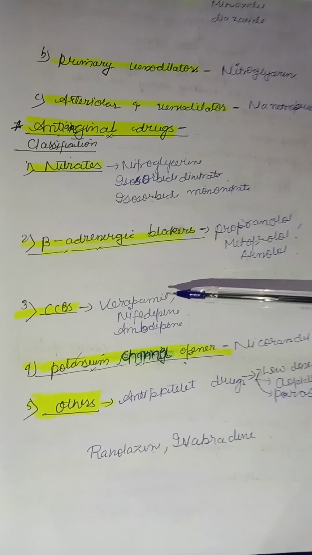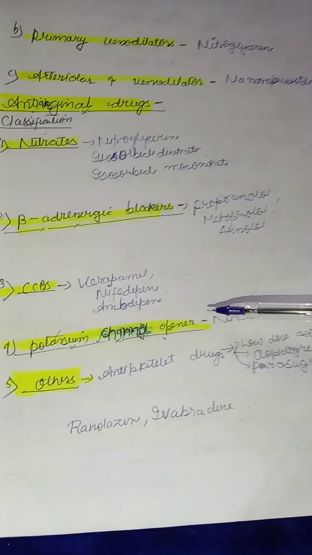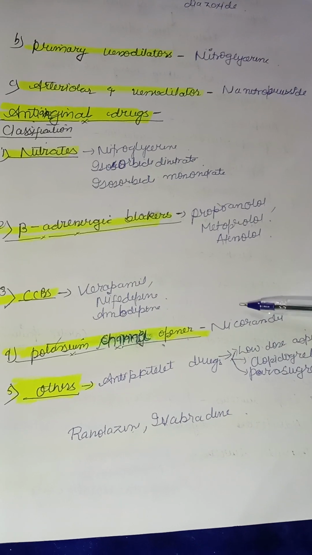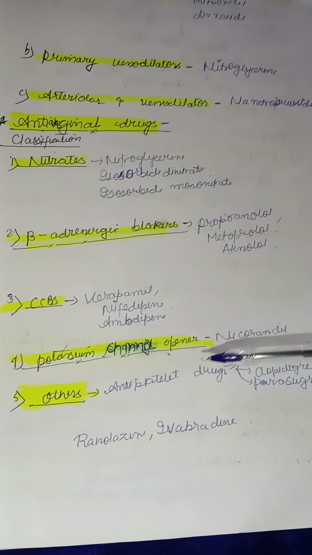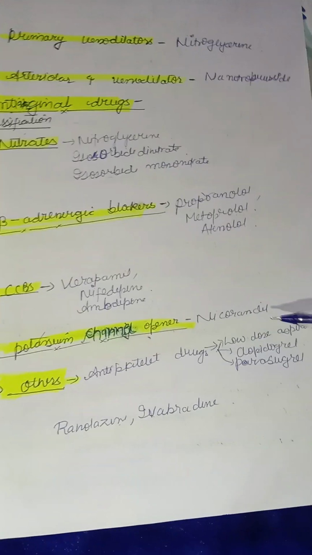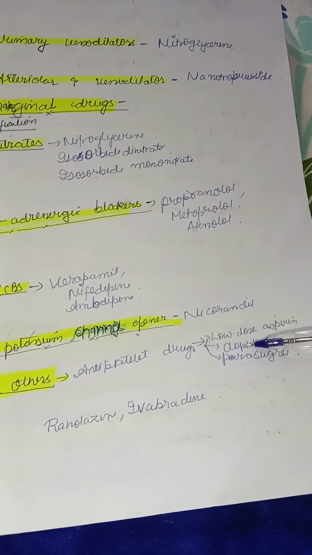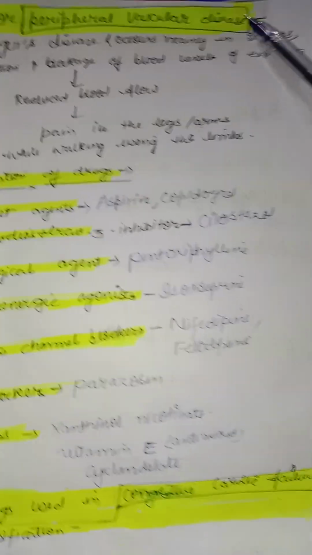Then CCBs, calcium channel blockers like verapamil, nifedipine, amlodipine. Potassium channel opener like nicorandil. Then we have others like antiplatelet drugs, low dose aspirin, captopril, prasugrel, ivabradine, etc. Then we have drugs for PVD. PVD is what? Peripheral vascular disease.